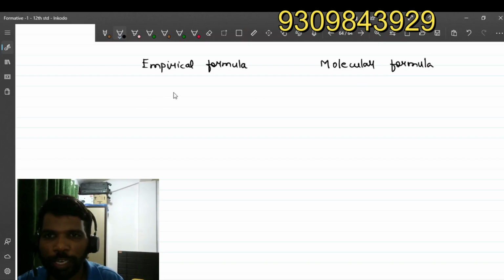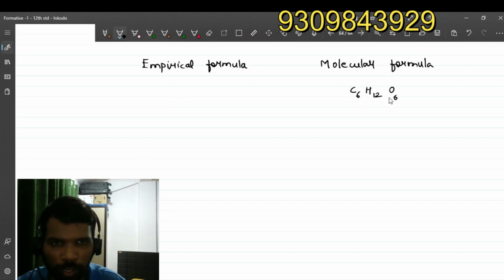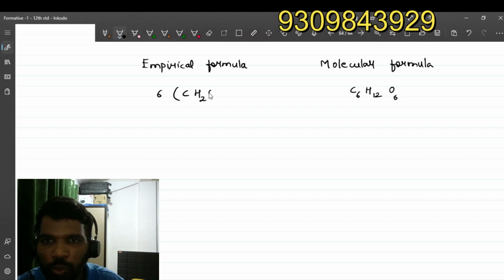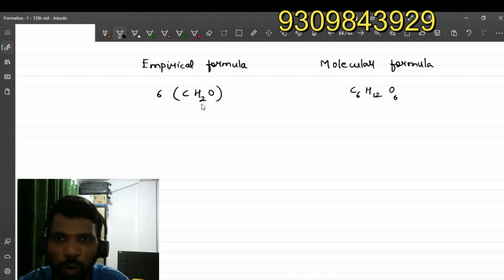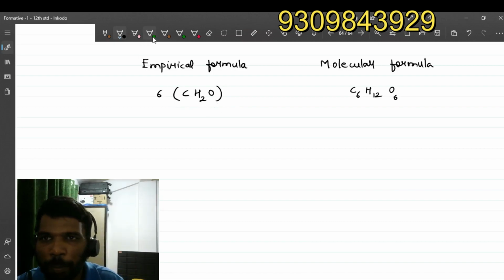For example, we'll take glucose. The molecular formula of glucose is C6H12O6. For the empirical formula, I'll take 6 common, giving CH2O. Whatever maximum I could take common is 6, right? So the empirical formula is this, and the molecular formula of glucose is this.